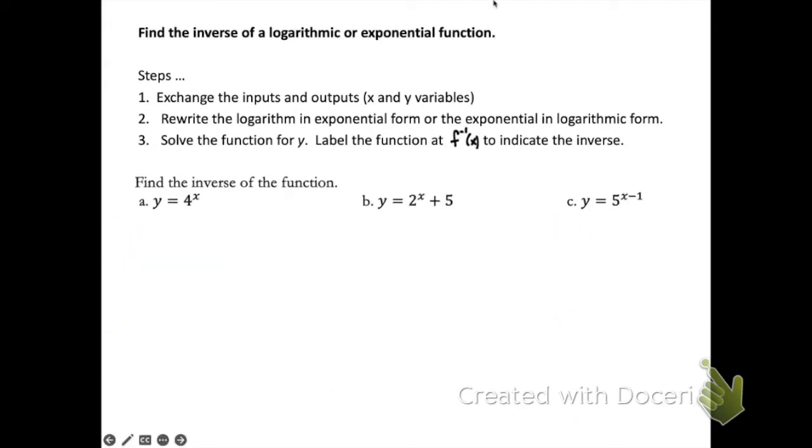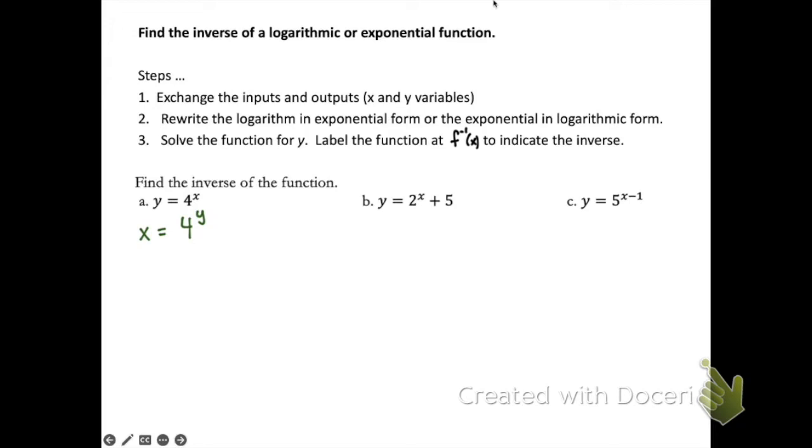So here we go. Step 1, really easy. Switch the x and the y. So in example A, I'm just going to flip my x and my y. Next, step 2 is rewrite this in log form. So this is currently in exponential form. I have an exponent, it's y. So I'm going to write it in log form.